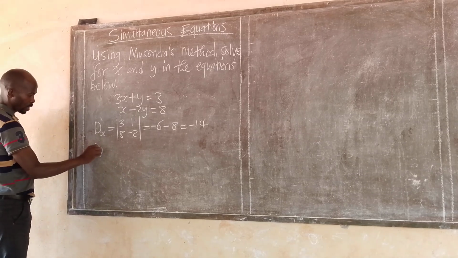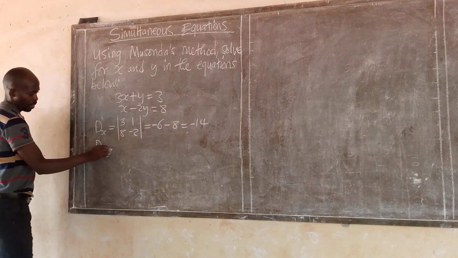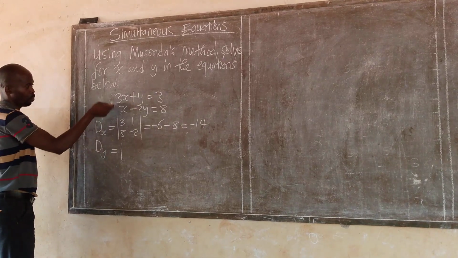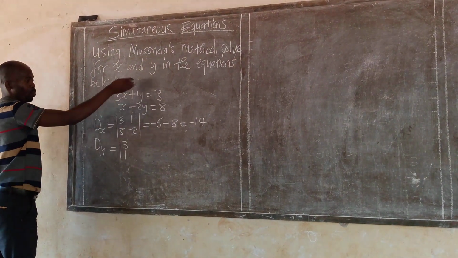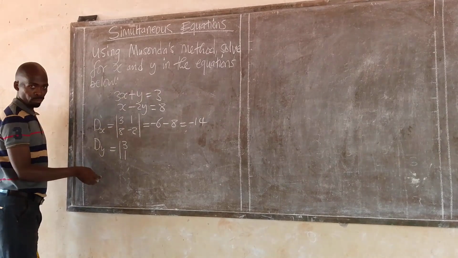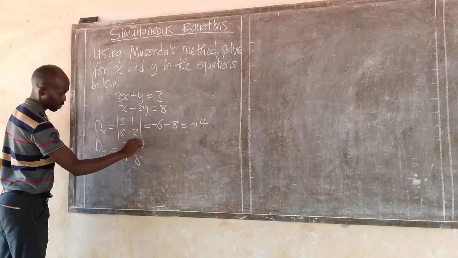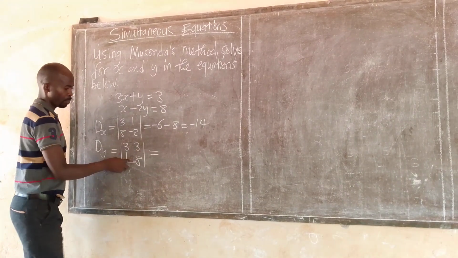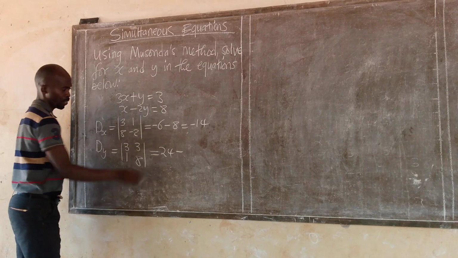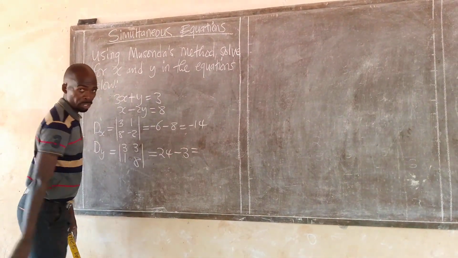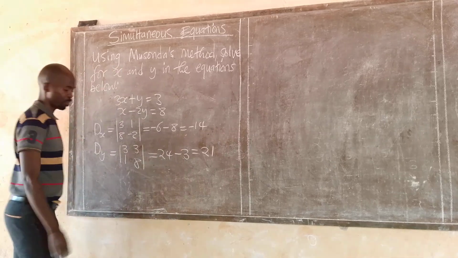Then I'll also find the determinant for y. That will be equal to the coefficients of x, which are 3 and 1. Then for y, I substitute with the constants, so I have 3 and 8. Now 3 times 8, 24, minus 1 times 3, that is 3, equals 24 minus 3, that is 21.